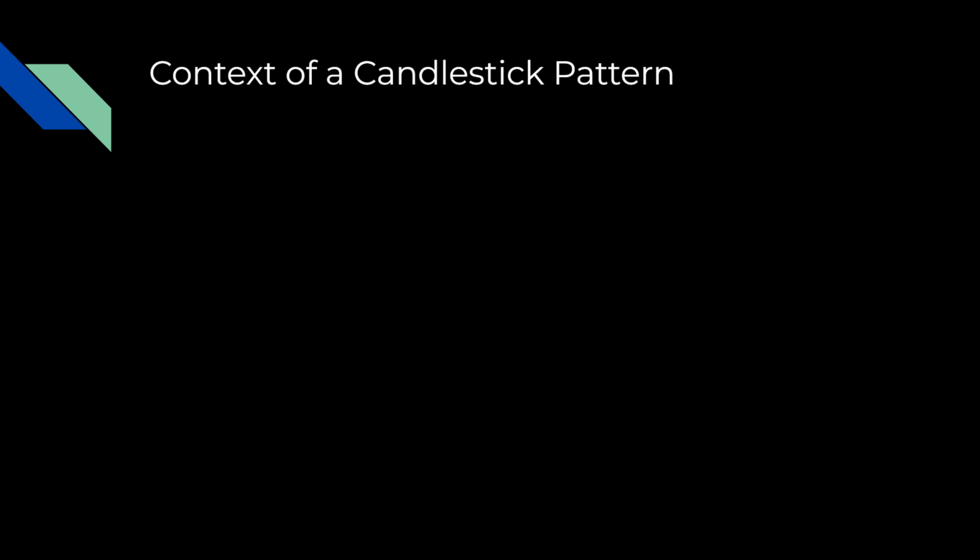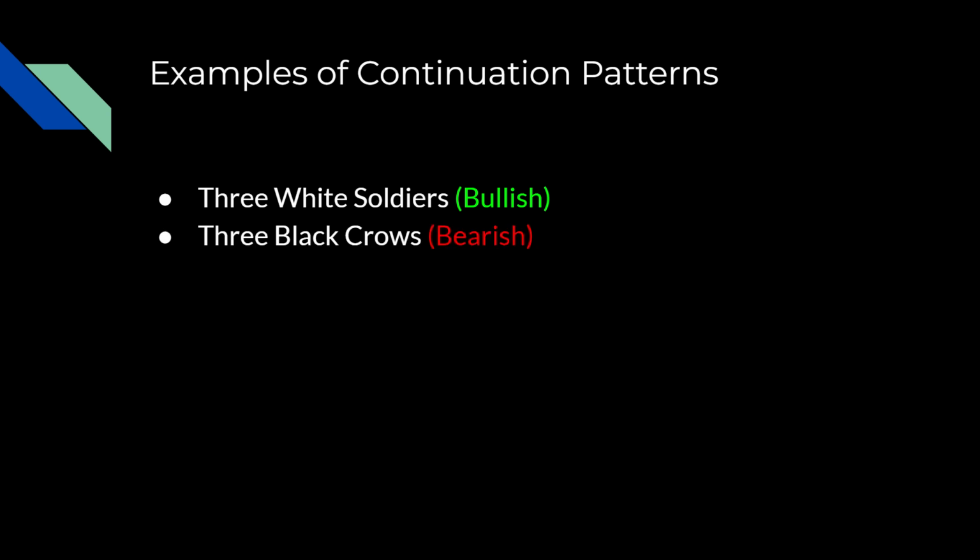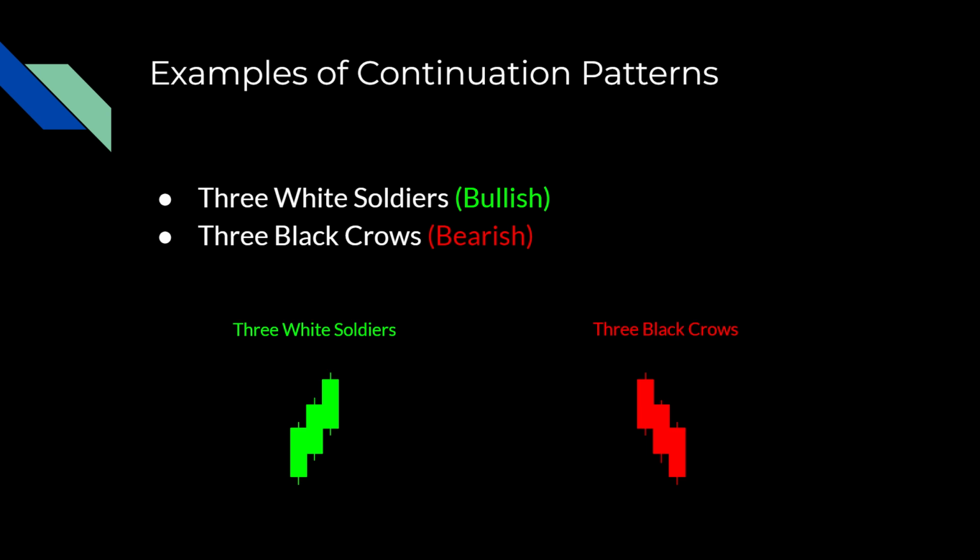Here is an example of how we should use candlestick patterns alongside context. If there is a preceding downtrend and we see a bullish Harami candlestick pattern form at a level of support, this tells us it is likely that the price will bounce off support. We will now show you an example of continuation patterns. Three white soldiers is a bullish continuation pattern, while three black crows is a bearish continuation pattern. Here is an example of how they look.